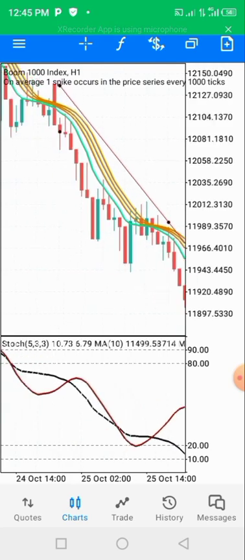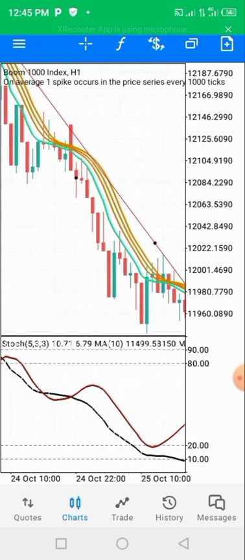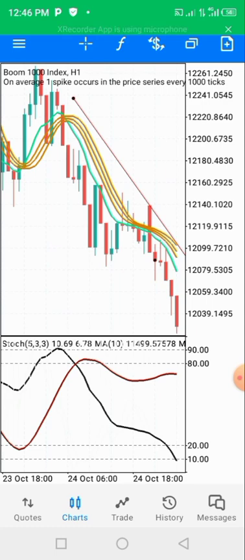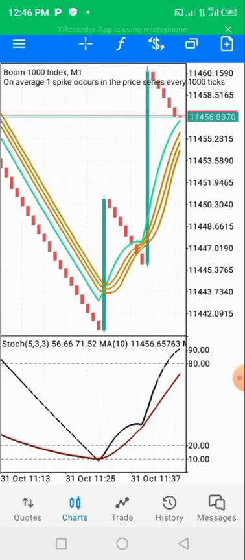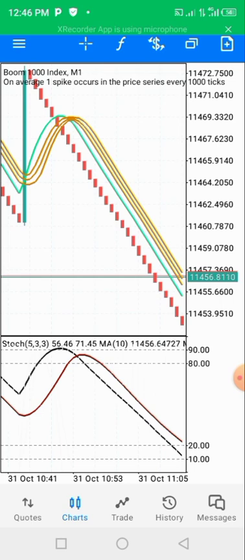So guys, after seeing this kind of trend on your 1 hour time frame, and you see that the market is on a downtrend and the price is pushing down, that's when you can go back to your 1 minute time frame and start scalping. When you get to your 1 minute time frame, you don't just jump into the trade. You have to wait for the conditions to be met so you can start scalping.